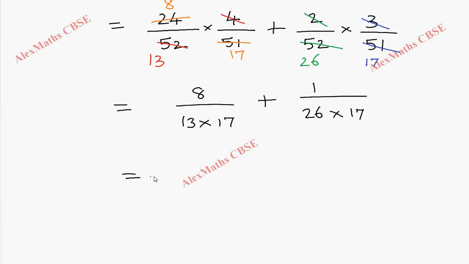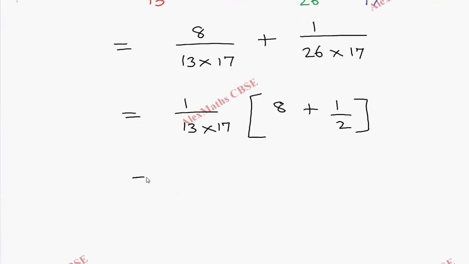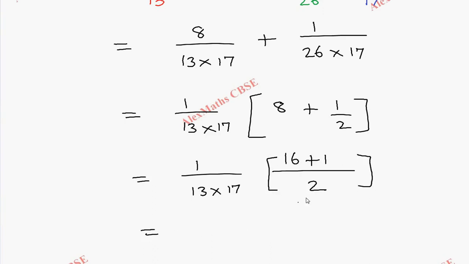We find 13 and 17 common in the denominator. So numerator is only 8 in the first term, and here when 13 is common, the remaining is only 2. So we put 1 by 2. So this part is 1 by 13 into 17. We take LCM, it is 16 plus 1. So we get 17 by 2, which can be cancelled here. So 1 by 13 into 17 by 2. By cancelling 17 and 17, we are left with 1 by 13 into 2, which is 1 by 26.